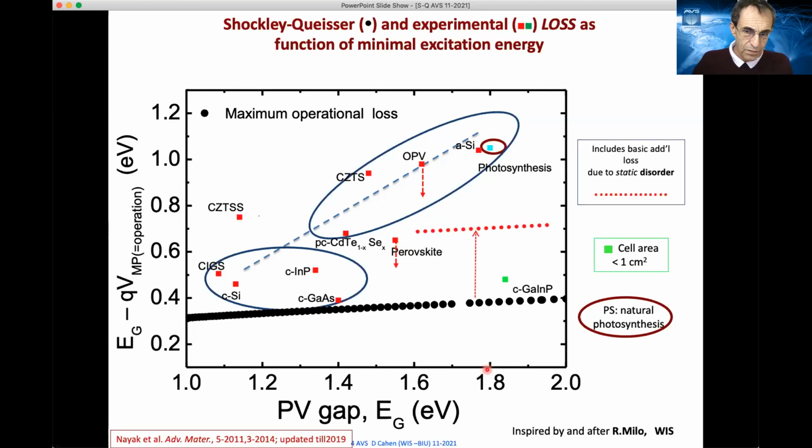But we have to be fair. If you have a material that is statically disordered, like amorphous silicon, already in the early 80s, it was shown that you will have an extra loss of about 300 millivolts in voltage because of the scattering and the difficulty to get the quasi-thermal level splitting, something I will not go into now. So amorphous silicon is not great, but it's not as bad as it looks.